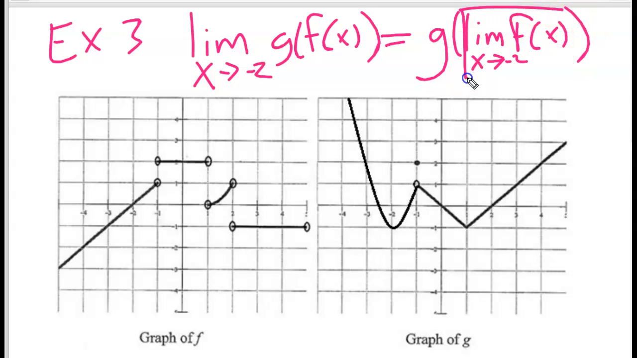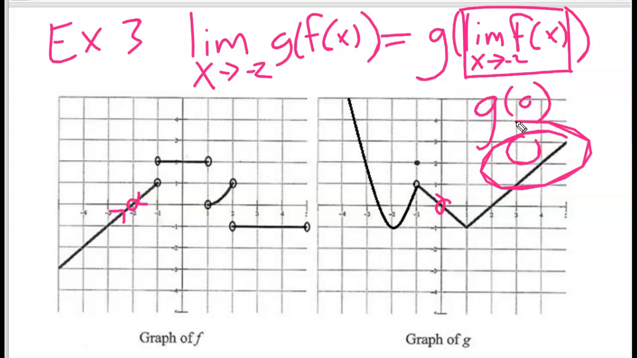Now what we're going to do is figure out, okay, well, what's the limit of f of x as x approaches -2? So there it is. At that point, the limit exists, and the limit is the y value, which is 0. So I'm going to replace that boxed portion there with 0. And now I basically just need to find out what's the y value of the g function at x equals 0. Well, here's where x equals 0 on the g function, and the y value at that point is also 0. So the final answer for that one is 0. So it's the same process. It's just that instead of me telling you the answers, you have to find them on a graph.